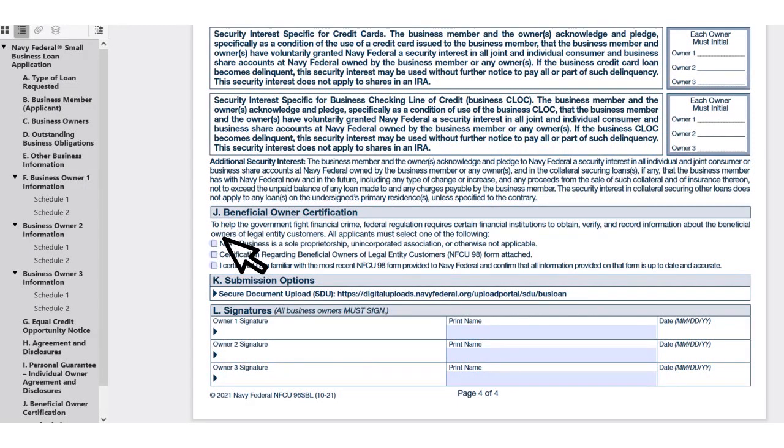And K, submission options. Here you can submit the form electronically, or you can submit it at a branch. Okay, or you can email it if you have spoken to a Navy Fed rep and he or she has told you that you can do so. Every owner has to sign, print their name, and date the form. That's it for the Navy Fed business loan application.